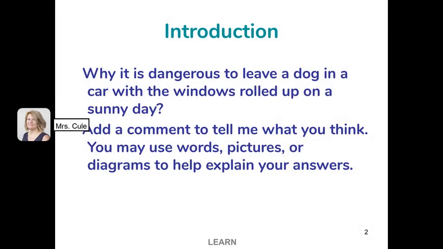So we're going to start with a question here to get you thinking a little bit about it and making some connections. Why is it dangerous to leave a dog in a car with the windows rolled up on a sunny day? So I'd like you to think about that a little bit. You probably all know that it is dangerous, but you may or may not know why. Add a comment to tell me what you think. You can use a text comment, you can draw, you can use your voice, whatever you want. If you want to draw a diagram as well, that's good. Explain your answer.